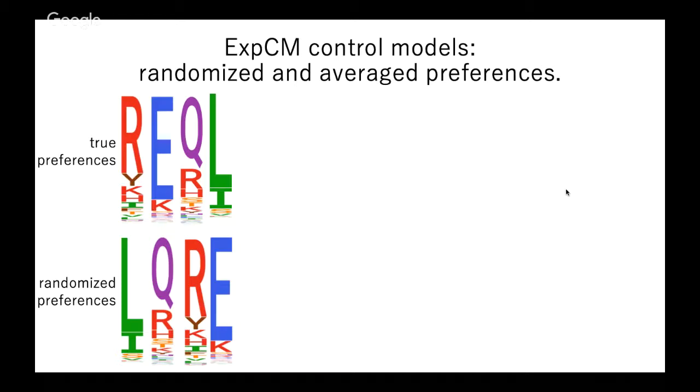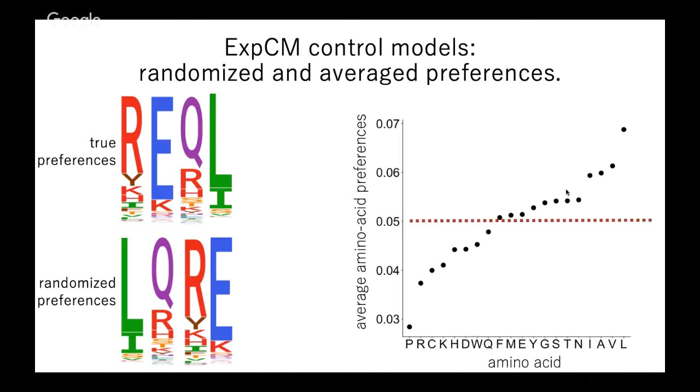So the randomized control takes the deep mutational scanning preferences and swaps them across sites. And so technically, we still have a site-specific model after this procedure, but we no longer believe that's an accurate site-specific model. We no longer believe that there's any reason for selection in nature to prefer these amino acids. And then the second control is to average the preferences across sites. That is, the preference for leucine at each site is the average of all leucine values in the experiment.